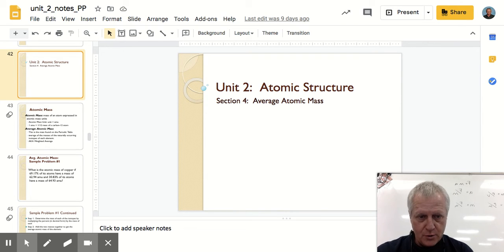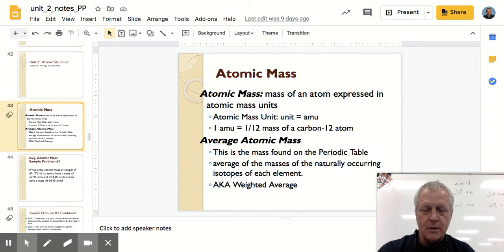In your notes and on the slideshow, you're going to see some reference to that idea, and how it's actually a problem solving skill that you'll develop. So let's take a look at that.